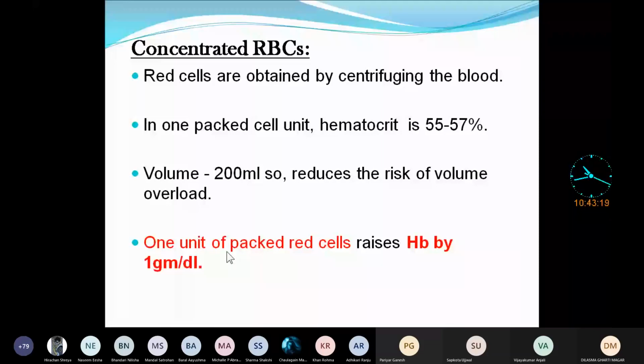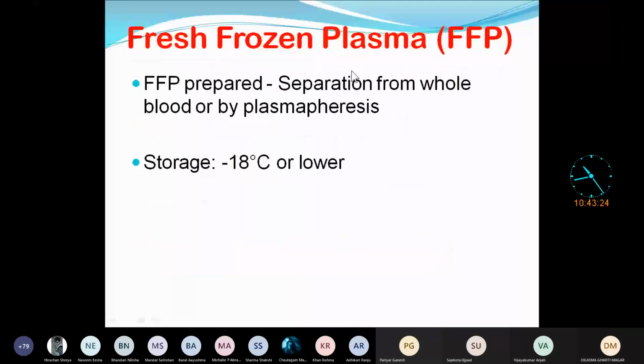Now we'll come and talk about the fresh frozen plasma. Here it is written as FFP, fresh frozen plasma. So the FFP is prepared after the separation of the whole blood or by plasmapheresis. From the whole blood, the plasma will be separated, or by plasmapheresis. Nowadays this blood banking or transfusion medicine has become very hi-fi.